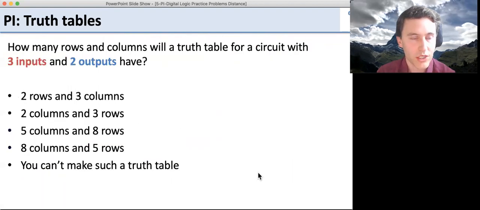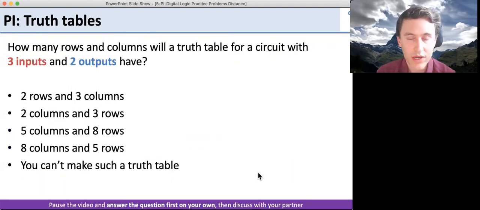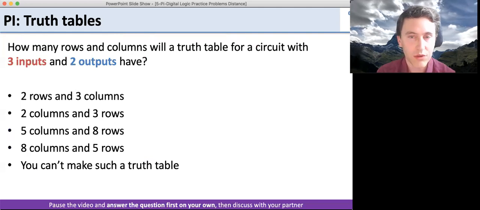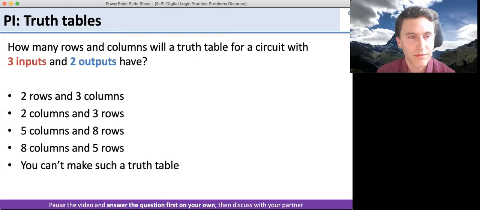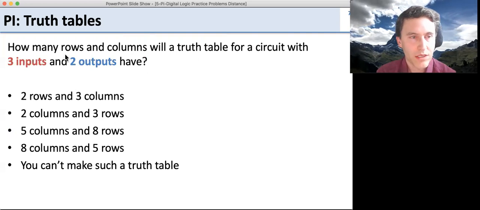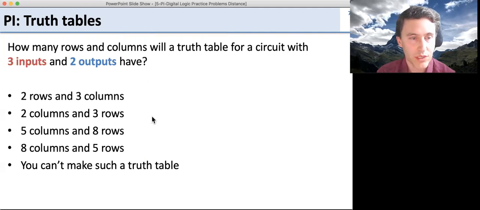All right, so here's a question on truth tables. Go ahead, pause the video, answer the question on your own first, then discuss it with your partner. All right, so how many rows and columns will a truth table for the following circuit have? 3 inputs and 2 outputs.